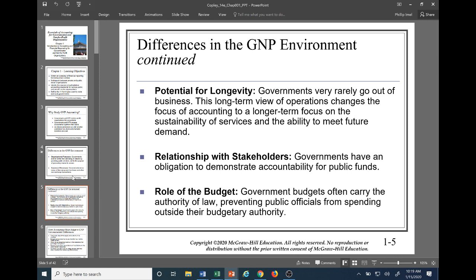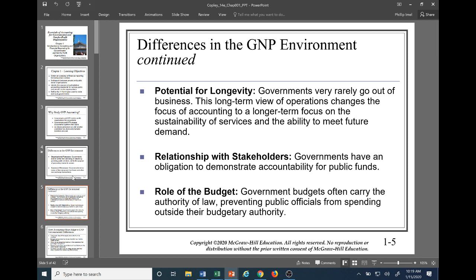So the going concern for a government is really not that much of an issue because they rarely go out of business, because they have the power to levy taxes. So their revenue stream is pretty guaranteed. And so the focus of accounting is going to be on a longer term, on the sustainability of services and the ability to meet future demand, as opposed to merely turning a profit and trying to just continue as a going concern. So the potential for longevity is much greater than that of the public sector.